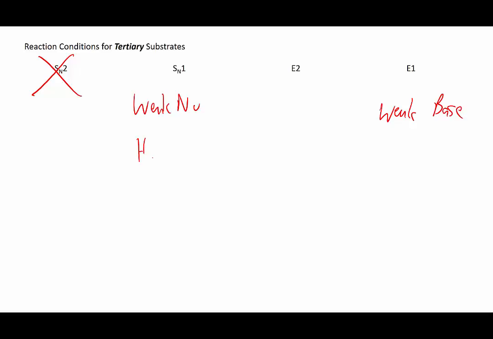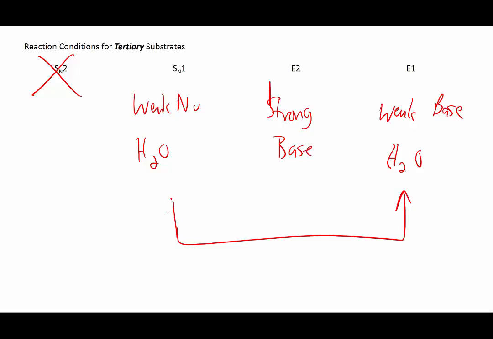Again, our example here is something like water or ethanol. These are weak. For an E2 reaction, you'd look for a strong base. So this is actually pretty simple, because if it's a strong base, it'll be an E2 reaction. If it's a weak base or a weak nucleophile, it'll be an SN1 or an E1 reaction. Both of these mechanisms are possible, and you'll actually see a mixture of products.